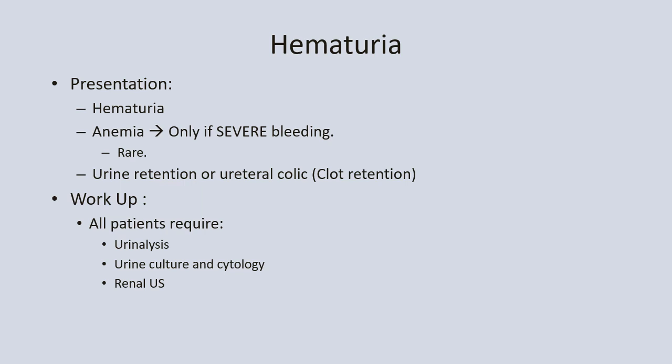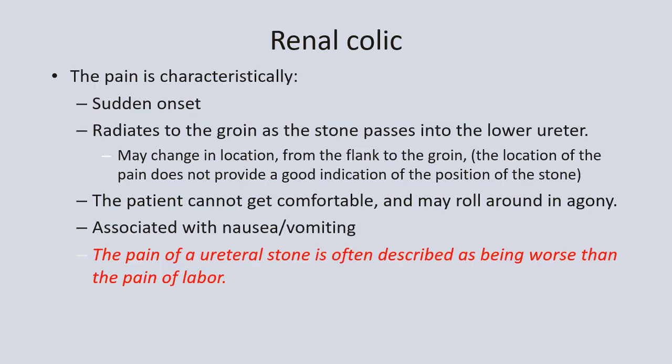And then obviously the workup of these patients, if they have hematuria, you need to look at their urine, so urinalysis, get a culture, get cytology, and then you're going to look at the ultrasound of the kidneys. Alright, so the pain of renal colic presents as a sudden onset of pain, and it's going to be radiating to the groin, which makes sense because it's going to be going from the kidneys radiating down to the groin.